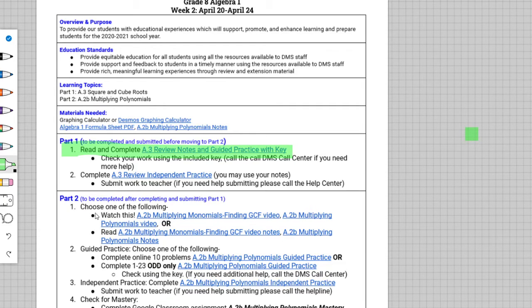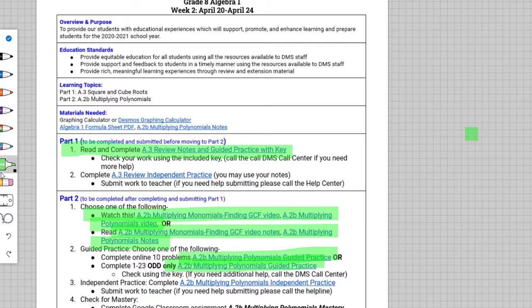Followed by part 2, where you can choose one of the following. You can either watch the 2 videos that were already posted, or you could just read along with the notes. And if you'd prefer, you could also use the stream as a supplement. And then we have 2 guided practices. You only need to pick one of these. You do not need to do both. You can either do 10 problems in IXL, or you can do 1 through 23 odd, which I'm going to work through some of those as well.